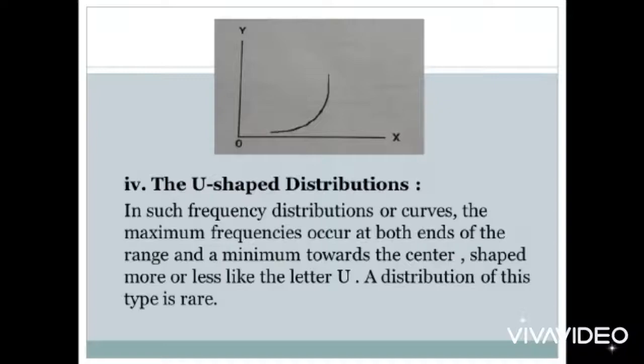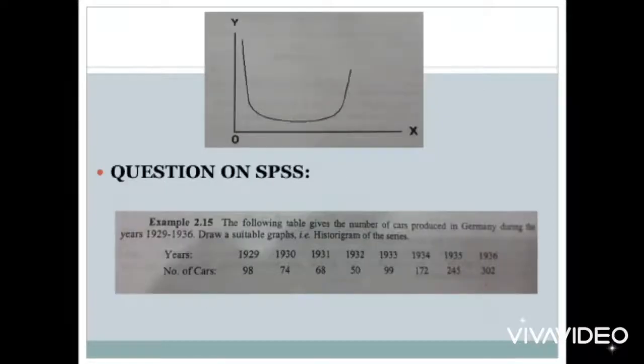Fourth one is the U-shaped distributions. In such frequency distributions or curves, the maximum frequencies occur at both ends of the range and the minimum towards the center, shaped more or less like the letter U. A distribution of this type is rare. Here is the example for the U-shaped distribution. We can say that the curve is U-shaped.